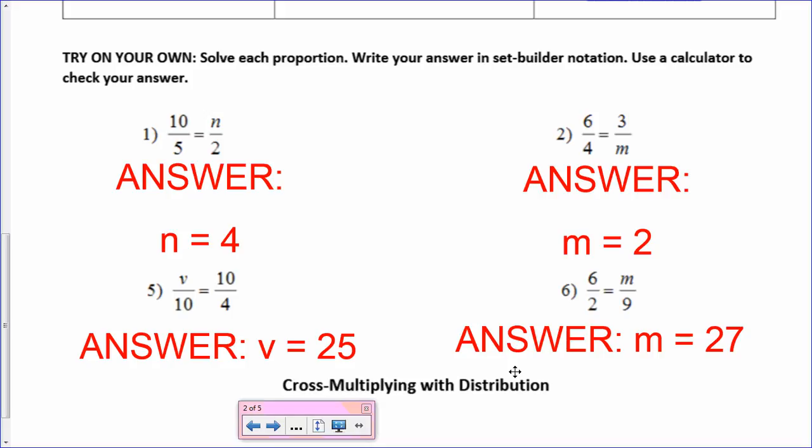Next, we're going to go on to cross multiplying with distribution. Not everything's going to be this easy. This is nice and simple and clear. Some things are going to get a little bit more complicated, so let's look at that on the next page.